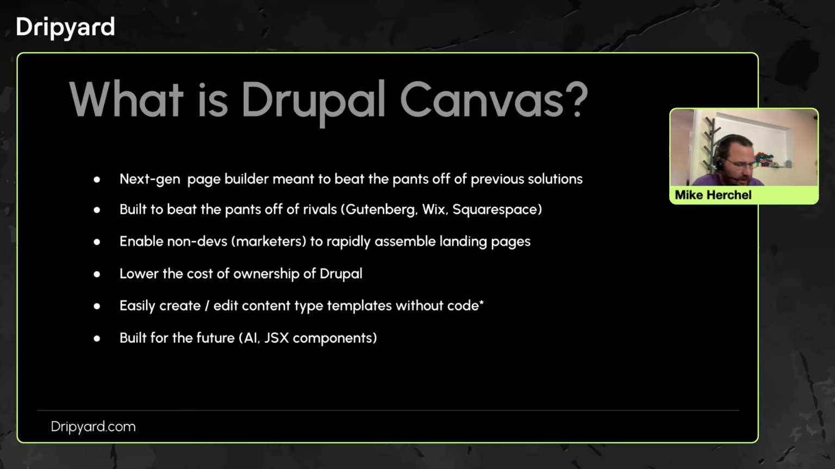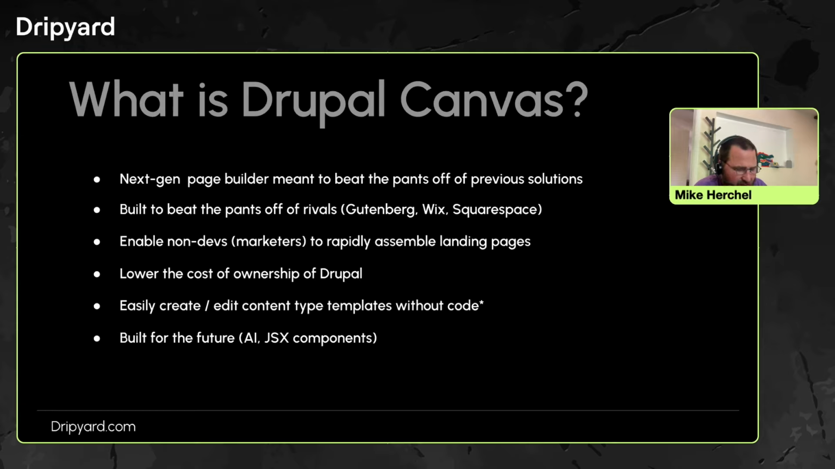So I'm going into this with the assumption that everybody has obviously heard of Drupal Canvas, but they don't quite know what Canvas is. Canvas is a next-gen page builder. It's meant to beat the pants off of not just previous solutions like Layout Builder and Paragraphs, but also competitors such as Gutenberg, Wix, and Squarespace. And you might be thinking to yourself, well, Wix and Squarespace, they're not Drupal competitors. No one builds sites on Drupal that they could do on Wix.